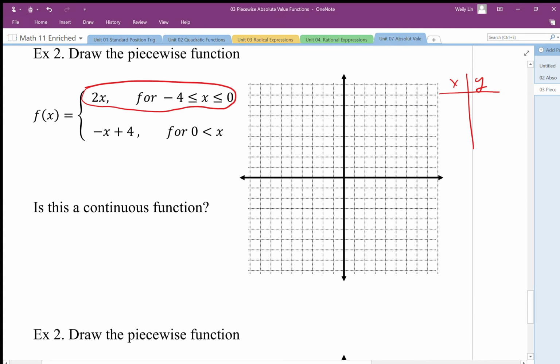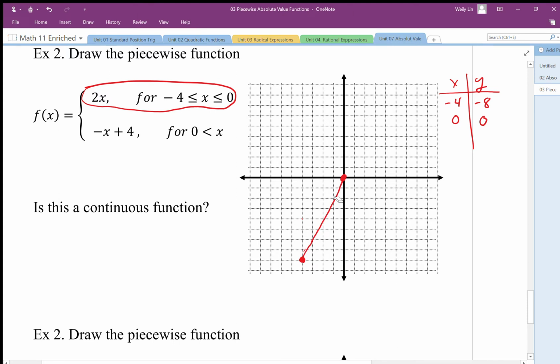So at -4, it's part of the boundary, so we're going to include that. We end up with y equals -8. So -4, -8. And that is part of the boundary, so I'm going to make that a solid. The other endpoint is going to be at x is 0, y is 0, and again that's going to be part of the boundary. It's equal to, so I fill that in. Okay, so there's my function.